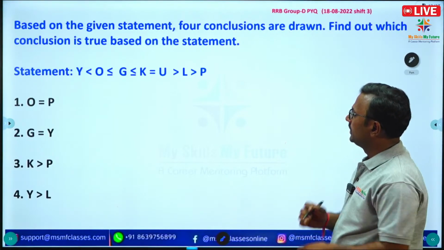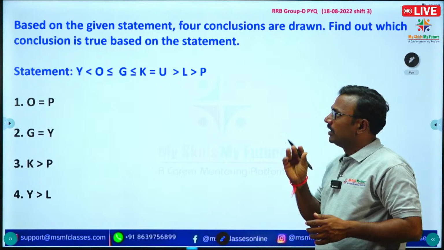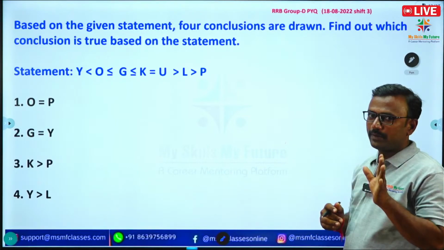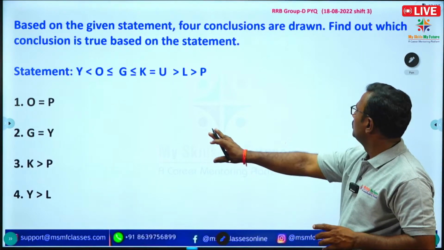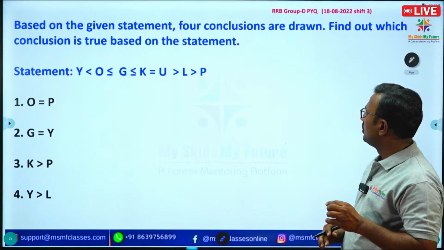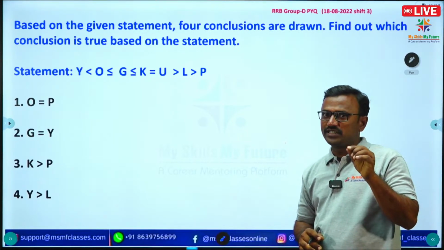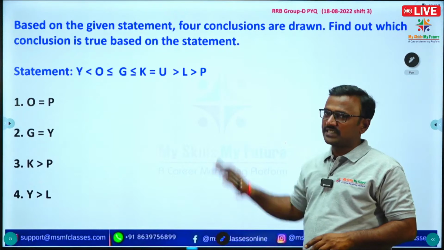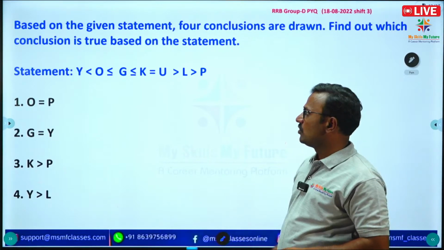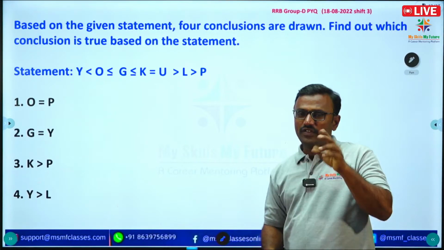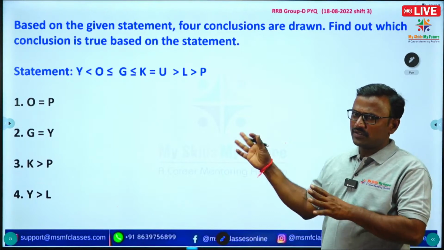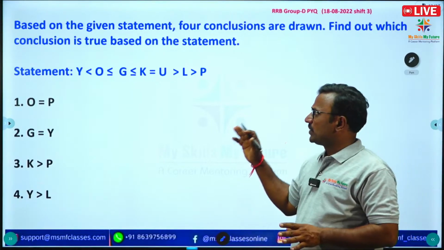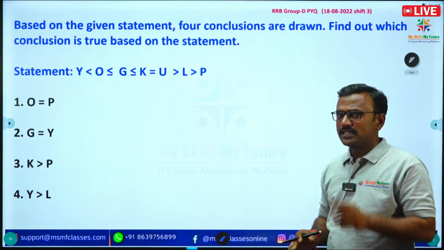So here one inequality question is given. Based on the given statement, 4 conclusions are drawn. Find out which conclusion is true based on the statement. Here the statement is given and 4 options are also given. Which option follows the statement? Which option is true according to the statement?